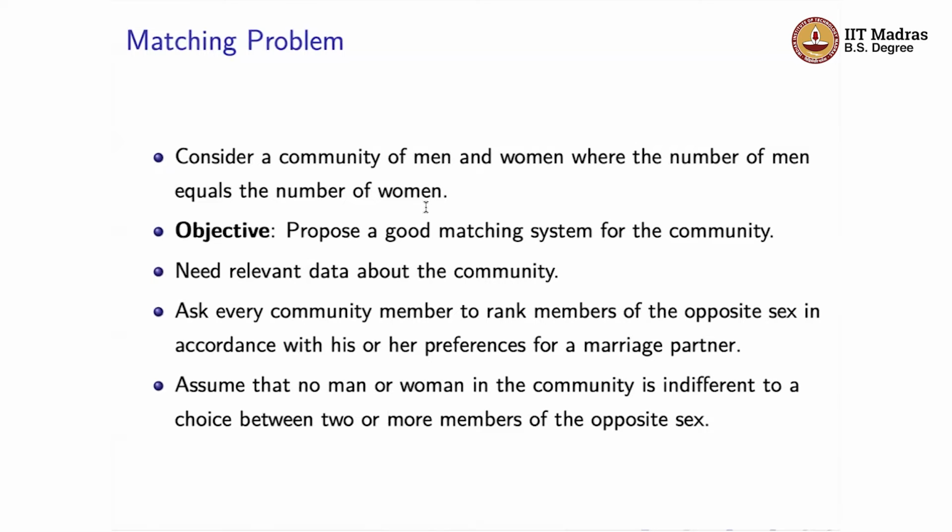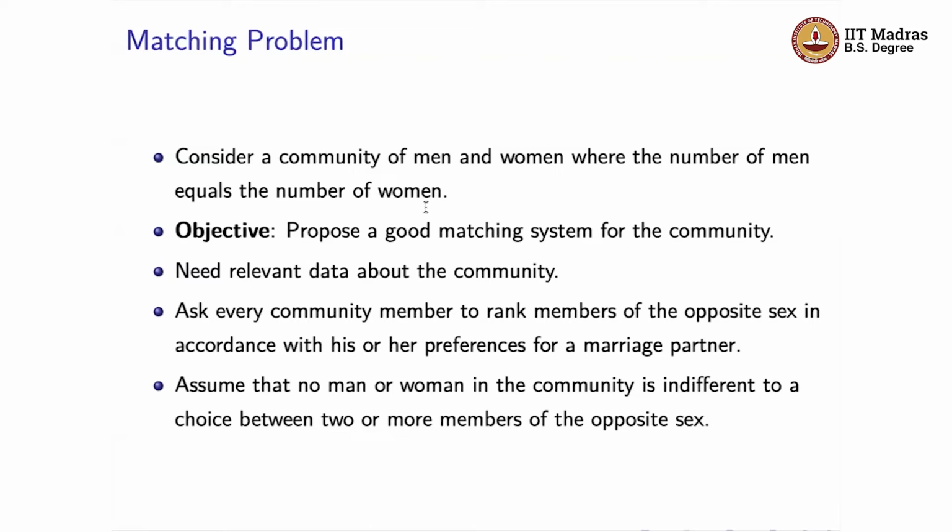You can think about what are the different characteristics of the men and women. You know, are they extroverts, introverts? Do they like to spend more time outdoors, indoors, and all of these things? But for our purpose, we can think about a more fundamental aspect, right? Which is that you actually ask every community member to rank members of the opposite sex in accordance with his or her preferences for a marriage partner, right? This will actually take care of all of these things, right? What are the characteristics that you actually find interesting and so on?